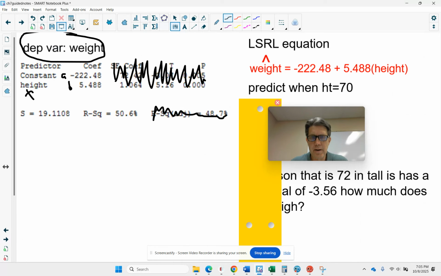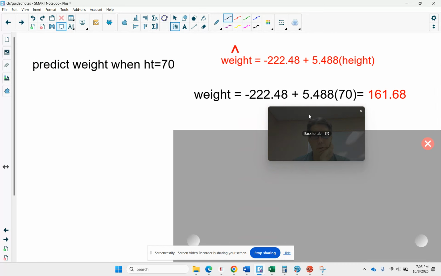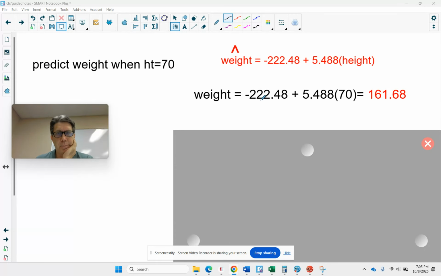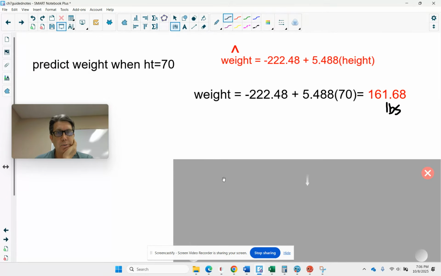You should get 161.68. Now, if I ask this question on the test, make sure you show your work. Make sure you give me your equation, write it down. Negative 222 plus 5.488 times 70 is 161.68. That would be the predicted weight. And probably in pounds here, we're in the US, we use pounds, so we're going to use that. Next question.